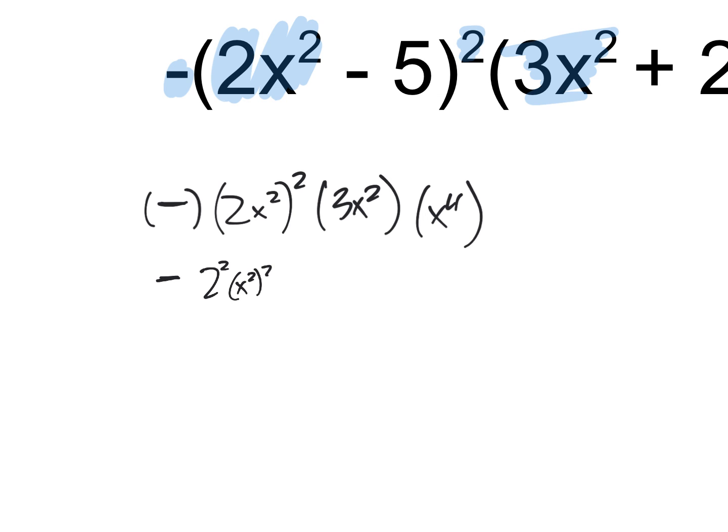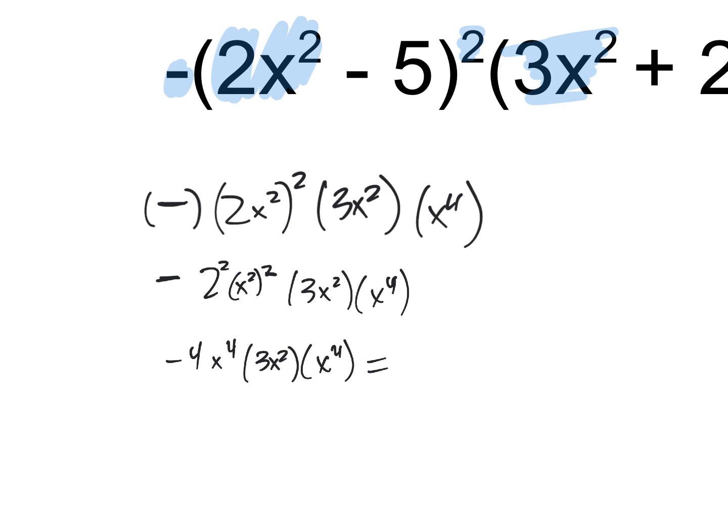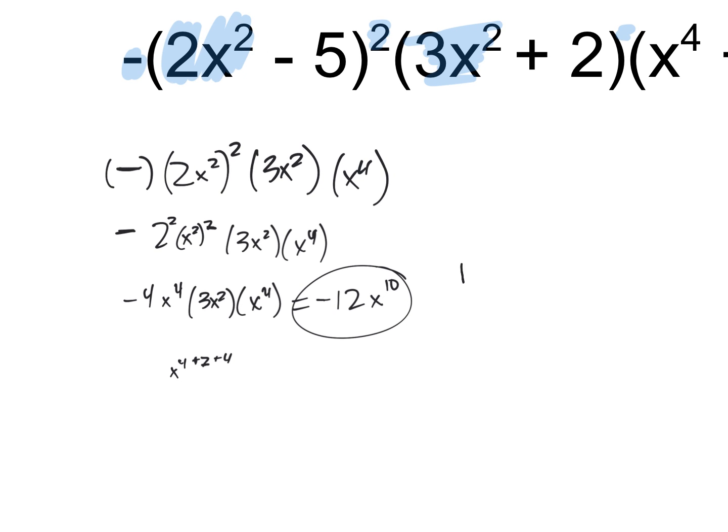So, rewriting that, I would really have, of course, negative 4x to the 4th, okay? That is a raising to the power of 2. That's not multiplication, it's raising to the power of 2, okay? And then I'm left over with 3x squared and x to the 4th. So now it's just business as usual. So numbers by numbers, negative 4 times 3 is negative 12. Variables by variables, so x to the 4th plus 2 plus 4. I think that's going to end up giving me a positive 10. So this would be negative 12x to the 10th, which means I've got a negative, even, so I've got a down left, down right polynomial.